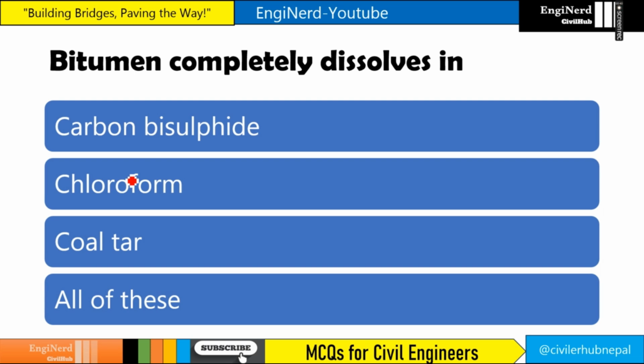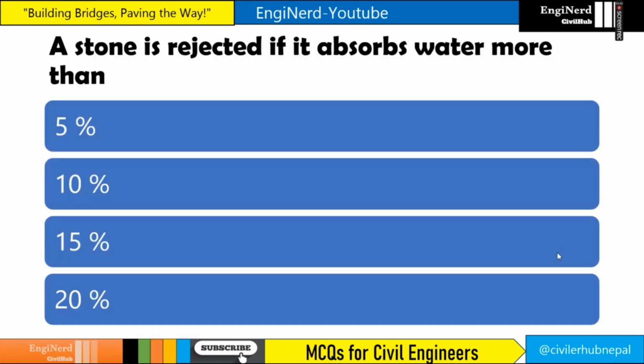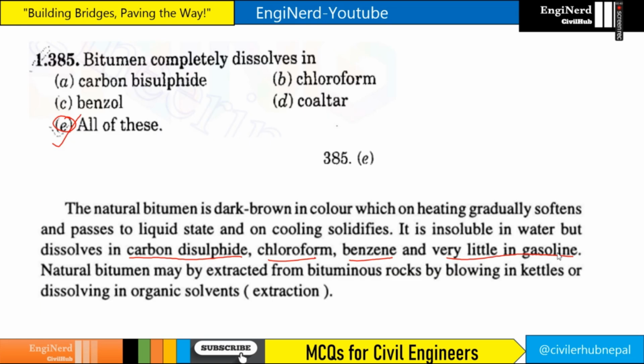Vitamin completely dissolves in carbon bisulfide, chloroform, benzol, coal tar, all of the above. All of the above is the answer. If you see here, bitumen completely dissolves in carbon disulfide, chloroform, benzene, and very little in gasoline. The answer is all of the above, right?